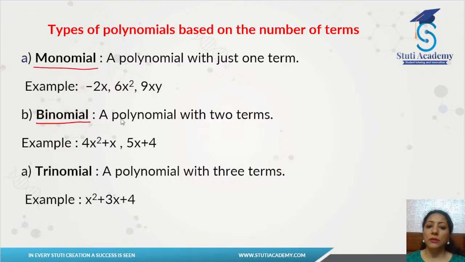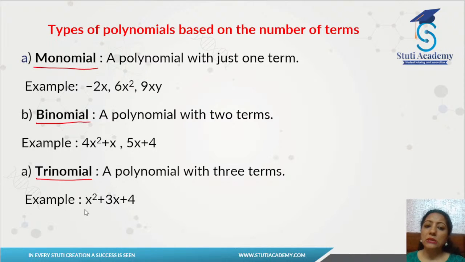Now comes binomial. A polynomial with two terms. For example, 4x squared plus x, or 5x plus 4. These are all polynomials with two terms. They are called binomials. Now comes trinomial. Tri, as the word says, means 3. So polynomials with 3 terms are called trinomials. For example, x squared plus 3x plus 4 is a trinomial.